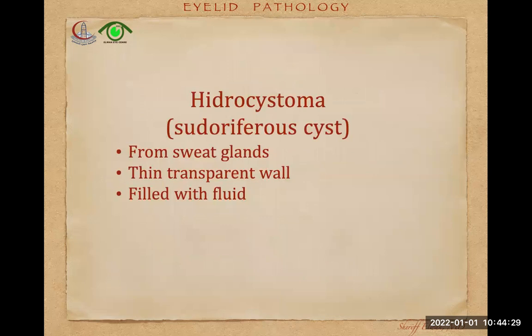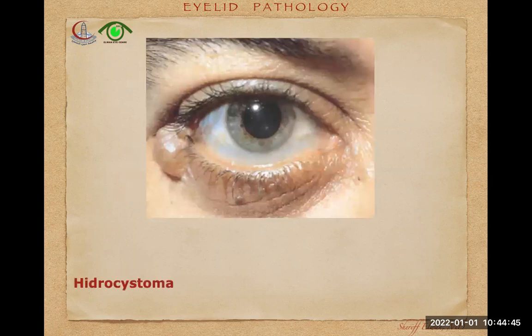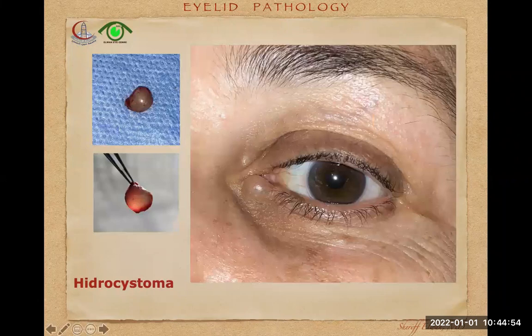What is a hydrocystoma or pseudoreferous cyst? By the way, this is extremely common. It occurs in the sweat glands with a thin, transparent wall filled with fluid. We described it, if you remember, in the histopathology of the eye. It's filled with clear fluid, thus looks a bit translucent, and it's called a hydrocystoma. And if you excise it and transilluminate it, you find it translucent like this.